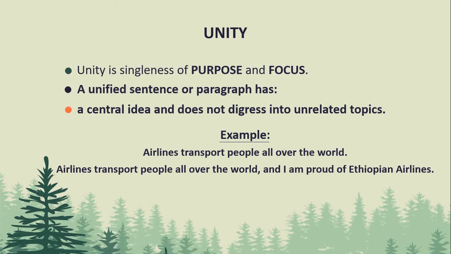However, look at the second sentence: airlines transport people all over the world, and I'm proud of Ethiopian Airlines. Here the unity is totally distorted because it doesn't relate to the idea, the focus the writer brings to the sentence. It talks about airlines, so there is no need of mentioning Ethiopian Airlines, his own intention, in here. So this is what we call unity.